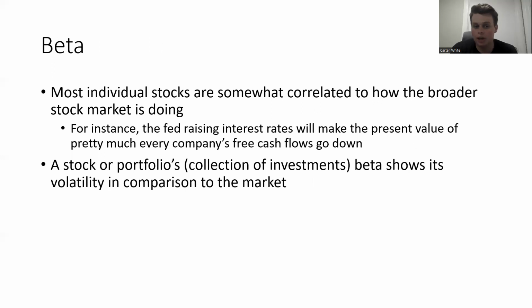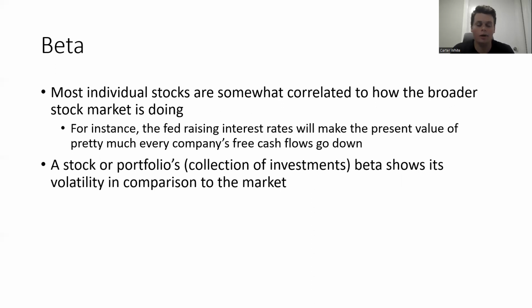So now I'm going to talk about beta. So most individual stocks are somewhat correlated to how the broader stock market is doing. For instance, we saw this year when the Federal Reserve raised interest rates, that's basically going to make the present value of almost any company's cash flows go down. So as a result, the entire market is going to go down as a result of these rates. A lot of stocks, they're basically all correlated to the broader stock market.